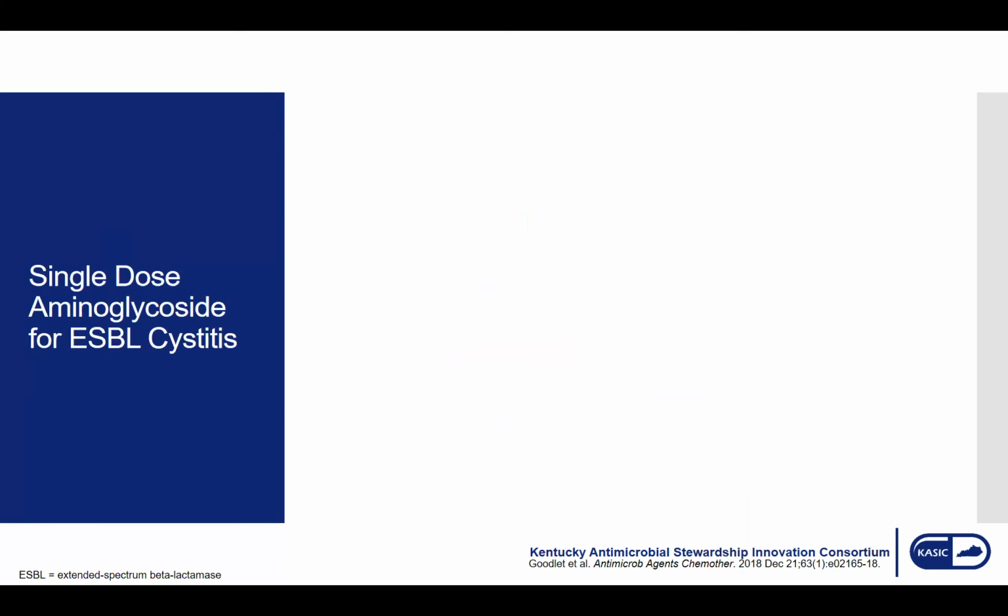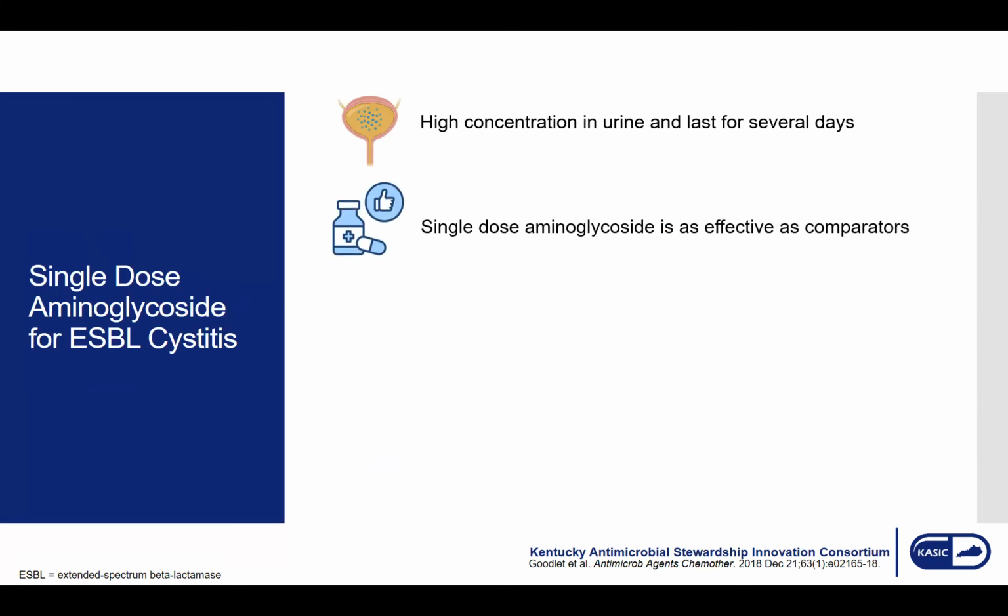So let's go back, as I promised, to talk about why ID pharmacists love using a single dose aminoglycoside for ESBL cystitis. It is because aminoglycoside is excreted mainly through urine. So if we are able to achieve a very high concentration in the urine and it lasts for several days, studies have shown that giving the patient a single dose of aminoglycoside can be as effective as giving the patient a 3 to 5 day course of other antibiotics.